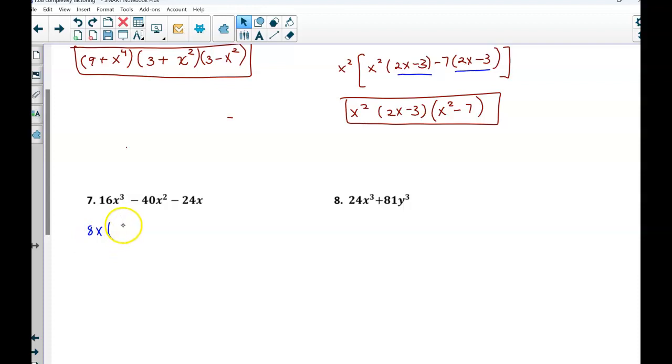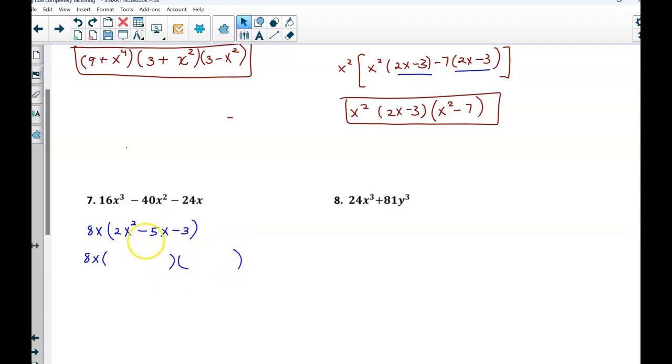16 divided by 8 is 2. X cubed divided by x is x squared, minus 40 divided by 8 is 5. X squared divided by x is x. 24 divided by 8 is negative 3. X divided by x is 1. And you're going to look to see if you can factor that trinomial piece further.